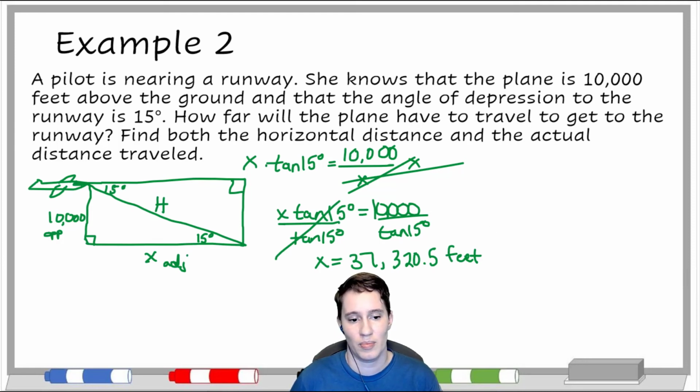Now we need to find the hypotenuse, and we know the opposite side, so this is going to be sine of 15 equals 10,000 over h. And so we're going to do the same steps, right? We're going to times by h to get it to be over here. And then we're going to divide by sine 15.